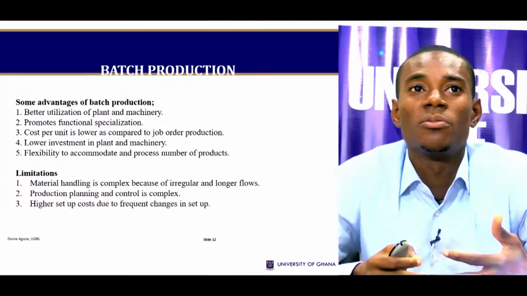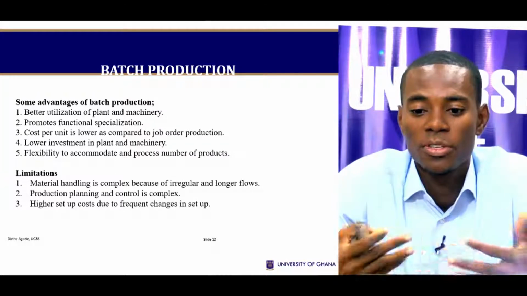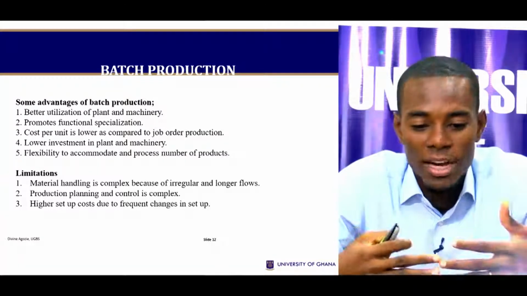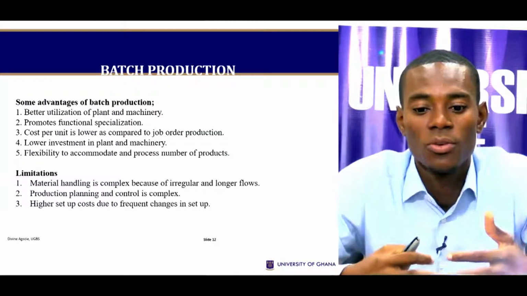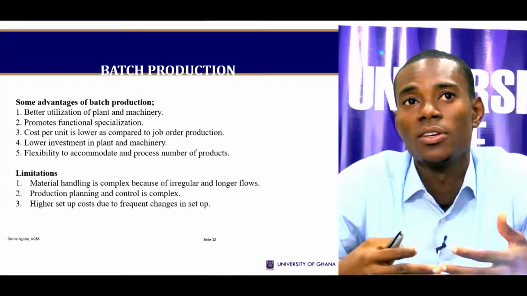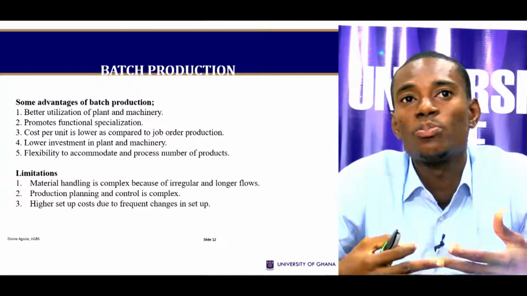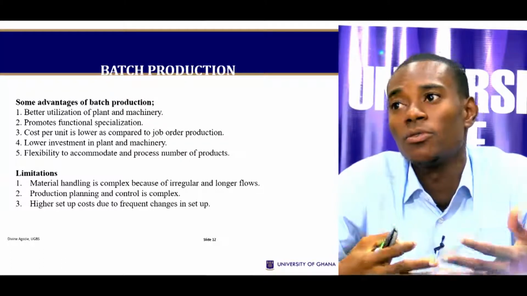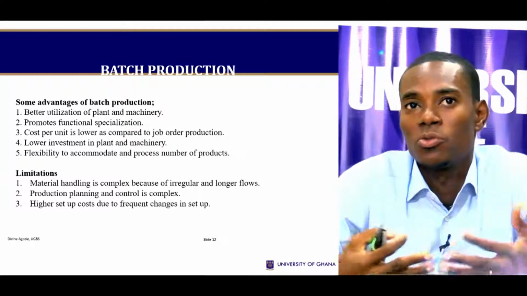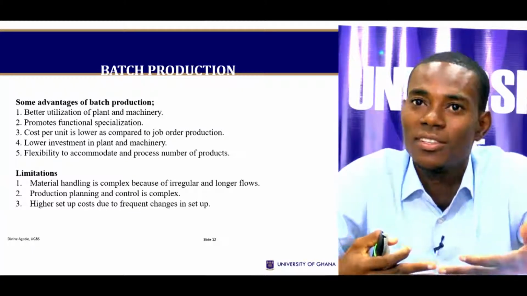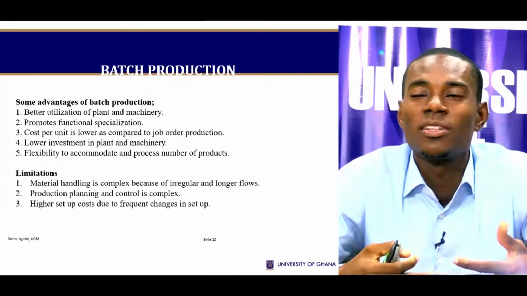Now, some advantages of batch production are that there's better utilization of plant and machinery. It promotes functional specialization because we're producing in batches, and maybe all the items in that batch would have similar specifications. The production could be done in workstations, so one thing is done at one point, and that encourages specialization, and specialization culminates in efficiency. Cost per unit is also lower compared to the job order. Of course, we are producing in quantities relatively higher than what we saw in job shop production, and so your average cost of production would be lesser. The larger the quantity, the lesser the cost. Basic economic principles.